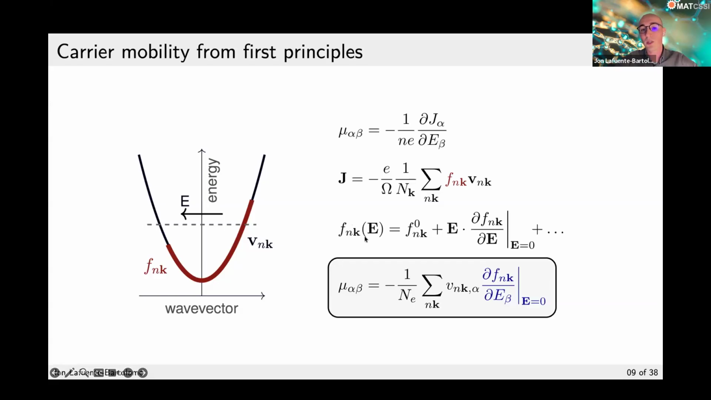And now, if we assume that we are dealing with small electric fields, and that's typically the most relevant regime for electronic operations, one can expand this occupation function in a Taylor expansion to linear order, and then substitute this expression into the definition, and one finds that the mobility is given by the weighted average of the velocity of our electron states, in which the weights are given by the variation of the occupation function with respect to the external electric field, right?